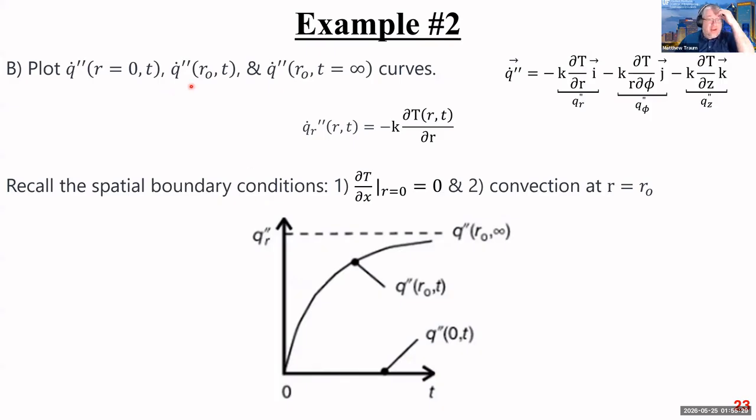Okay. The second plot is q of R naught at T.